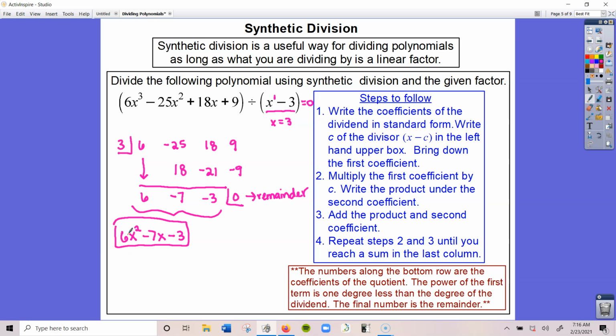This is called the answer to a synthetic division problem. This is called a depressed polynomial. Depressed because we took away a degree, so it is smaller. And when you think of depression, it's smaller. Let's look at some other examples.